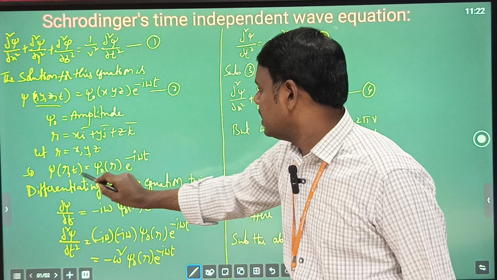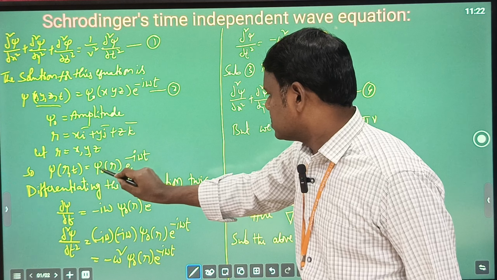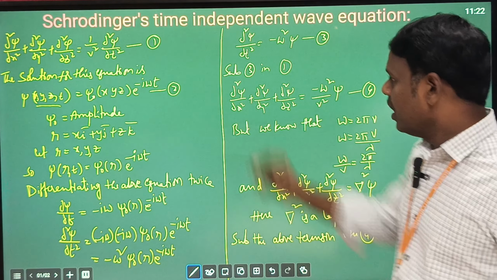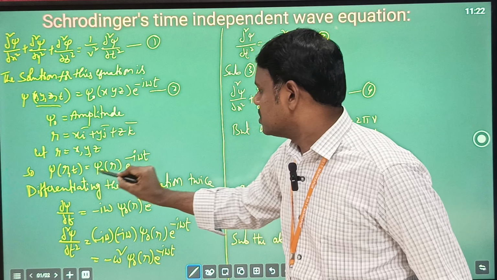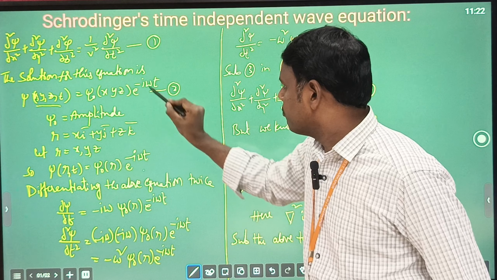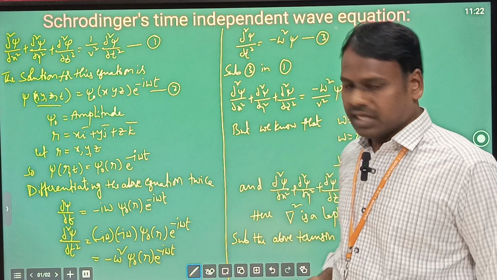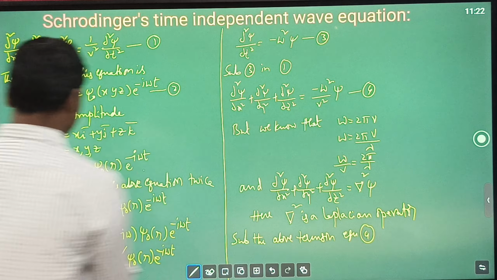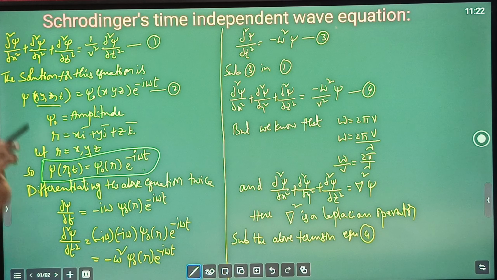Psi of r comma t is equal to psi naught of r e power of minus i omega t. So equation number 2 is simplified as psi of r comma t is equal to psi naught of r e power of minus i omega t. Let it be equation 2. And this equation, let us differentiate two times.